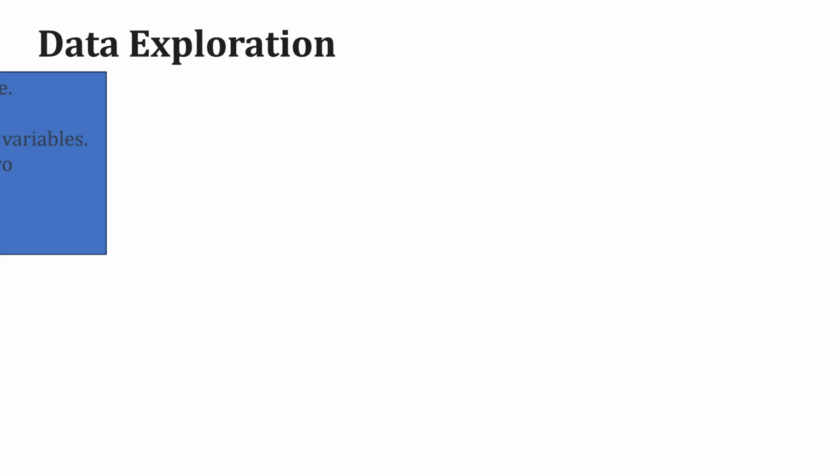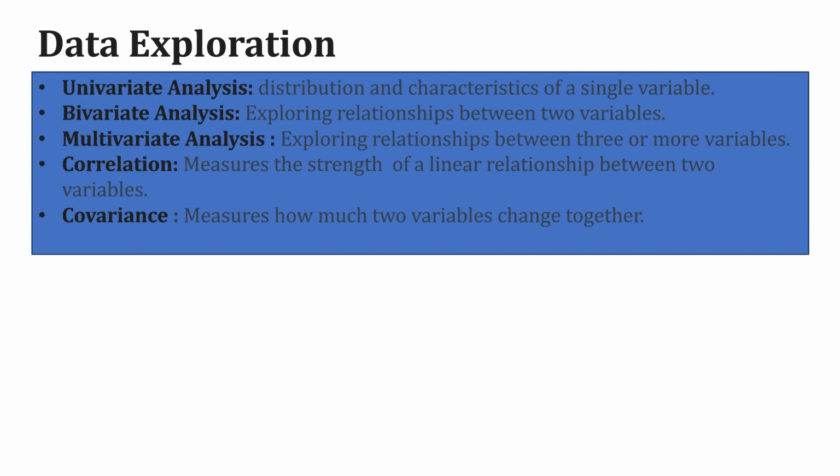Okay. Next we are going to see data exploration. In data exploration, we have different kinds like univariate, bivariate, multivariate, correlation, covariance, etc. These are a few I have listed here. First one is univariate. Univariate is understanding single variable data, that is, the distribution and characteristics of a single variable. The second one is bivariate. Bivariate is finding the relationship between two variables or two columns. And the third one is multivariate analysis, where we find relationships between three or more variables.